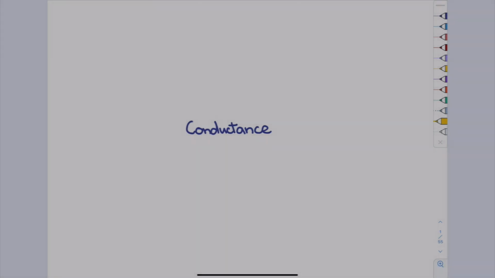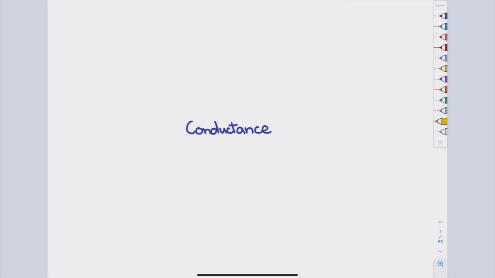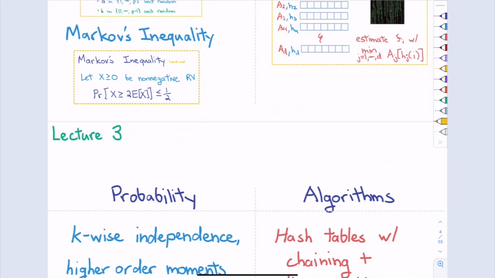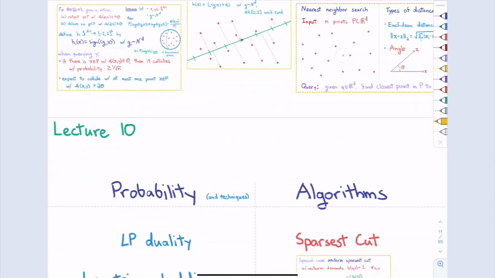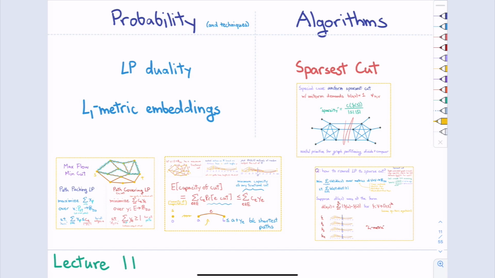Okay, so conductance. Here we go. This is going to tie in two different things that we've studied. One, we're going to bring back ideas from this lecture. Conductance is going to be similar to, but something different from, expansion or sparsity.